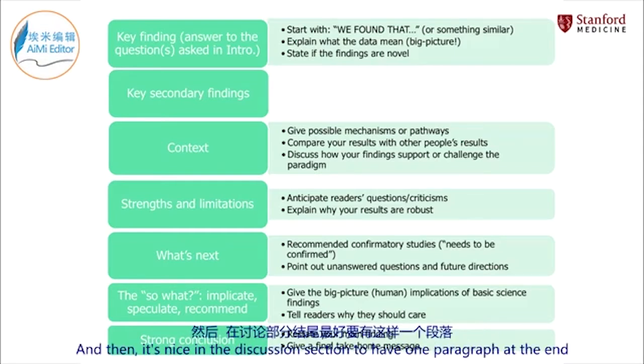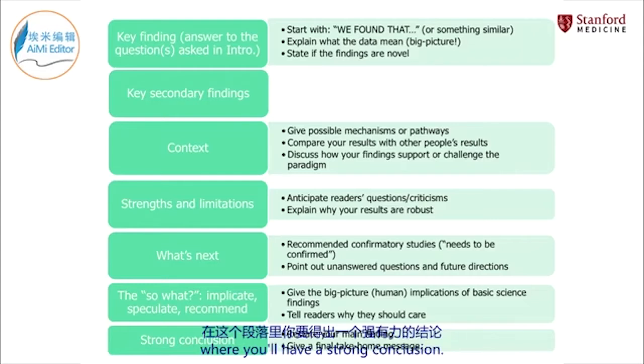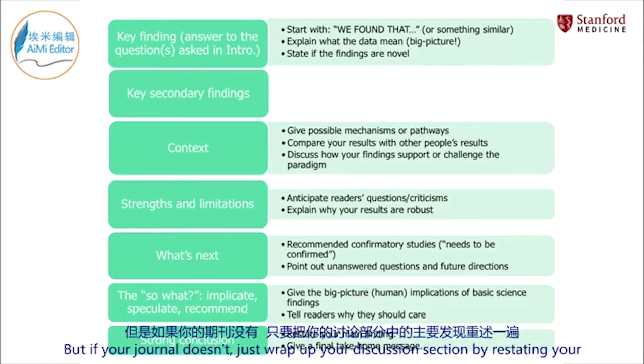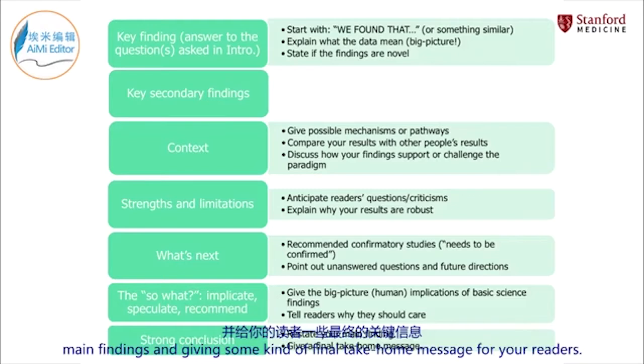And then it's nice in the discussion section to have one paragraph at the end where you have a strong conclusion. Some journals have a separate section for a conclusion, but if your journal doesn't, just wrap up your discussion section by restating your main findings and giving some kind of final take-home message for your readers.